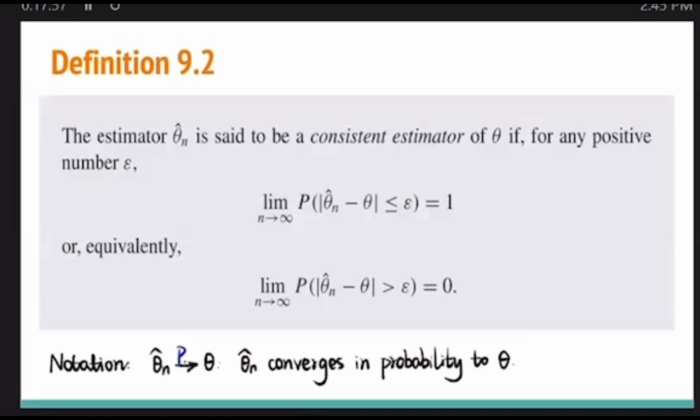For instance, if I want to define, okay, what makes an estimator consistent. The other time I walked it through: what makes an estimator unbiased? When the expected value of an estimator is equal to the true value of the population parameter, it is unbiased. And if it is not, then it is biased.